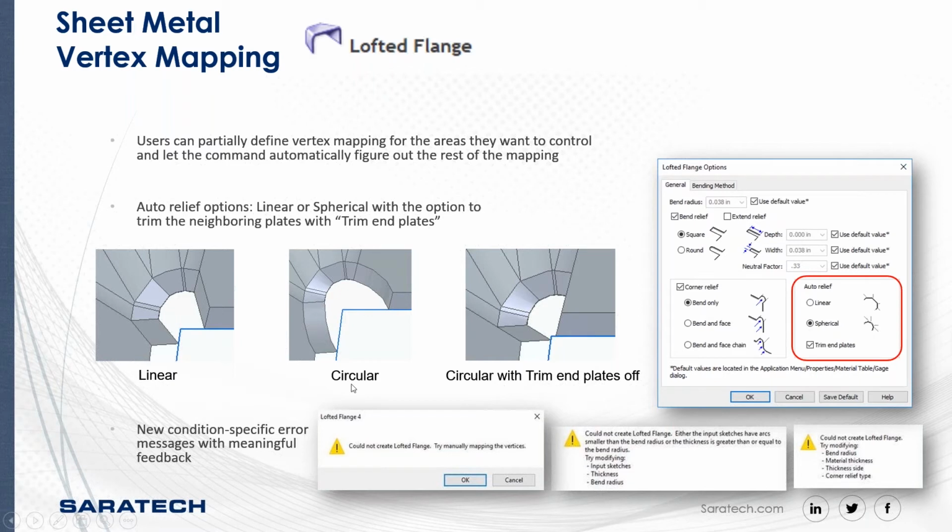What is my linear? What is my circular? Or circular with trim ends plates off. So you can see where it goes right to the point. Okay, it doesn't trim. So here we've got the check mark with the trim on, and that's why it gives it to you there.